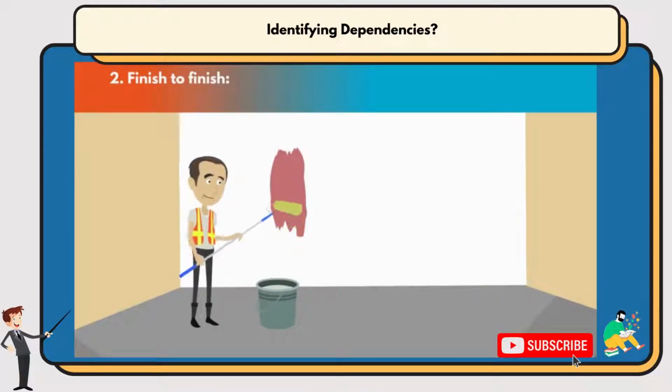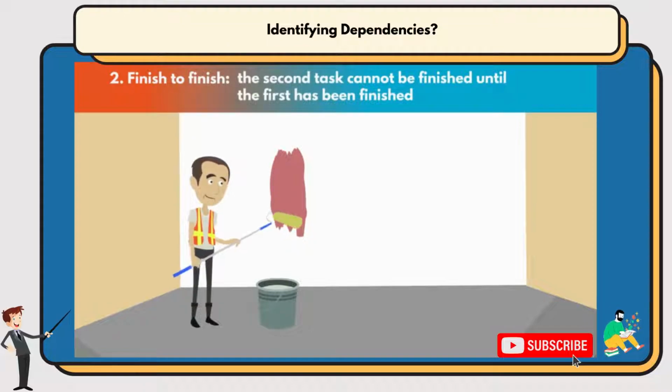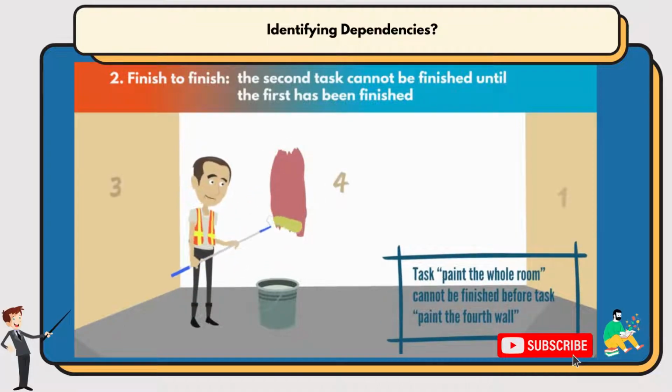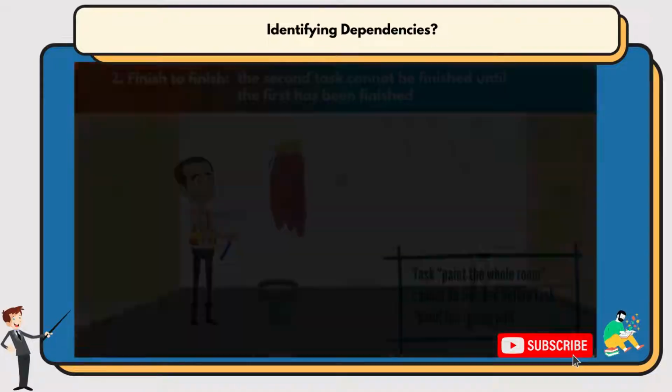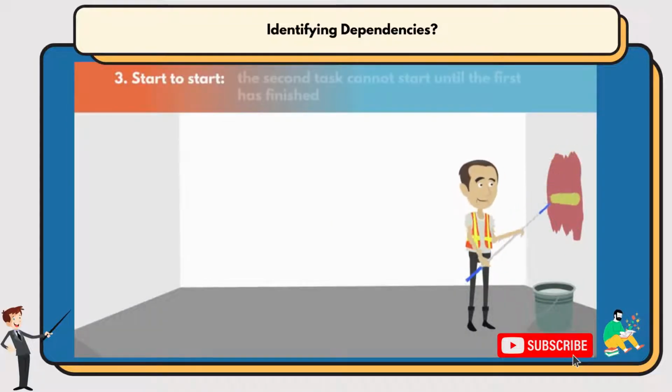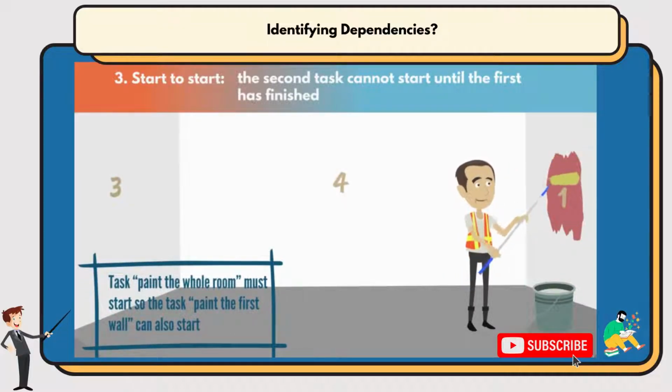Second, there is finish to finish, where the second task cannot be finished until the first has been finished. The task paint the whole room cannot be finished before task paint the 4th wall is fully finished. Third is start to start, where the second task can only start when the first starts. The task paint the whole room must start so the task paint the first wall can also start.